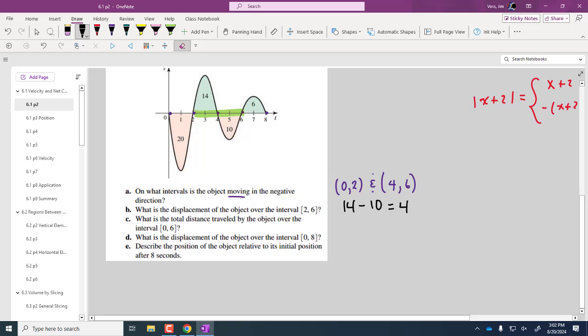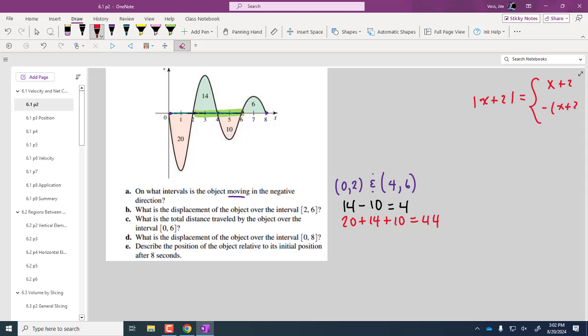And then C says, what's the distance traveled from 0 to 6? So now we're going to go all the way across, 0 to 6. Let's see, 6 stops right there. We want distance traveled. What do we think that's going to be? So we're going to add all the areas. Everyone okay with that? So distance is always the sum of the areas. Displacement is upper minus lower.